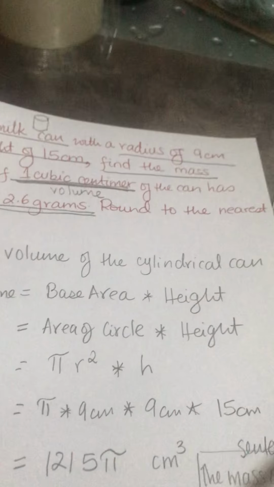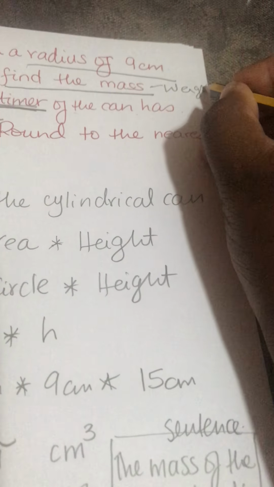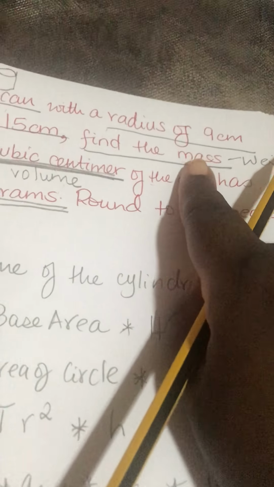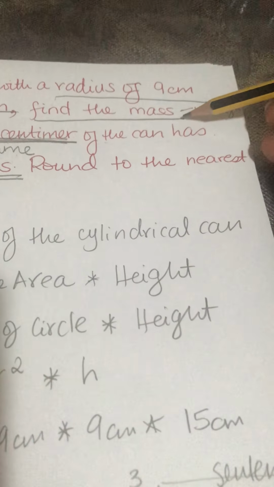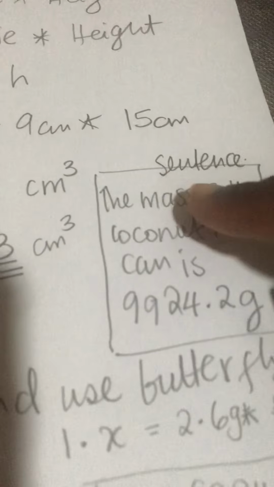Now, you also have to know that another name for mass is weight. Okay? Weight. You should know that. You should learn this in science. Okay? What they mean by mass is how heavy an object is. Okay? That's what that means.